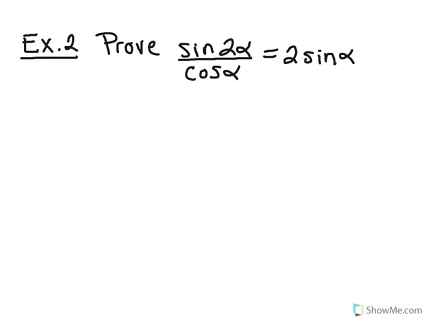So here's our second example, and it says prove that the sine of 2 alpha over the cosine of alpha equals 2 sine alpha. Notice where the 2's and the alphas are. This first part right here is not the same thing as 2 sine alpha. They're totally different things. This part right here is called a double angle formula, because if you look at where the angle would be, I'm doubling it with that 2. So that's why they're called double angle formulas.